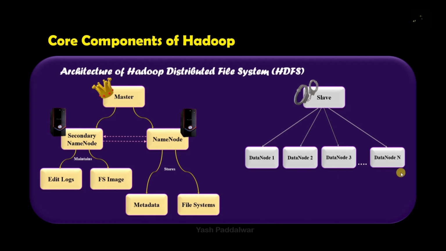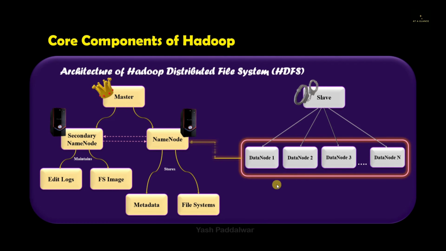Now if we come to the slave part, it stores the data nodes in which the actual data is stored, and these data nodes altogether serve the name node. So this is the entire architecture. Now let's have a look at all the components one by one.